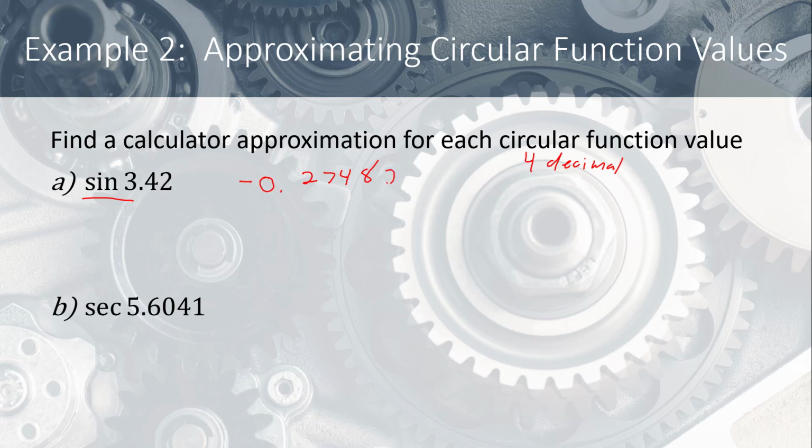Let's take a look at the fifth. It is a 2, so this will round to negative 0.2748, and we're done. Okay, for the next one, you'll notice that we really don't have secant on our calculator.